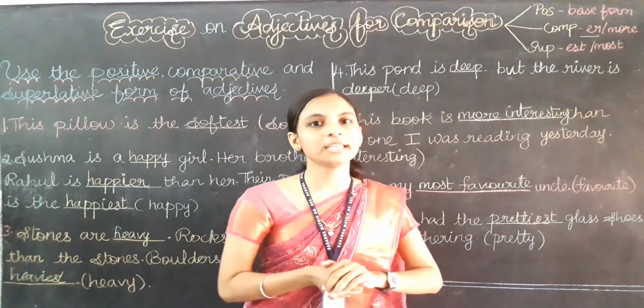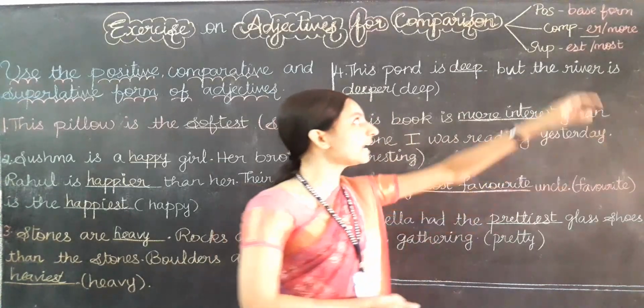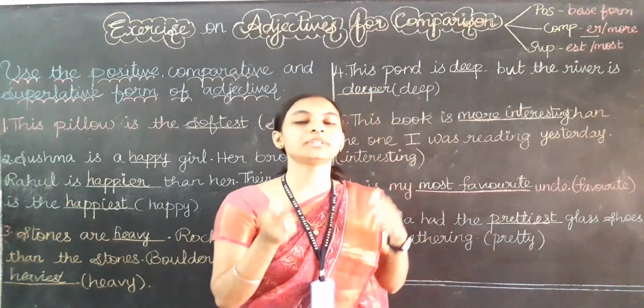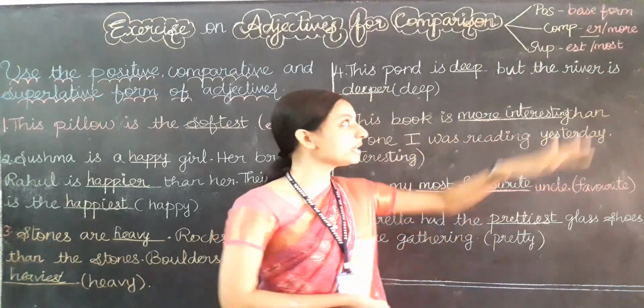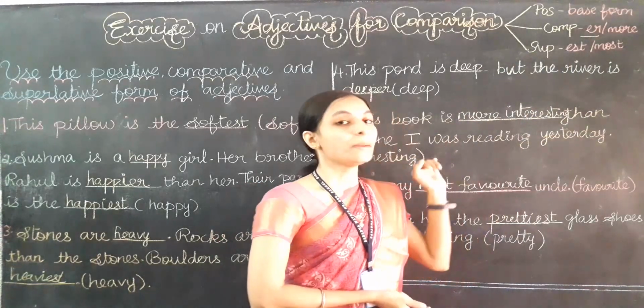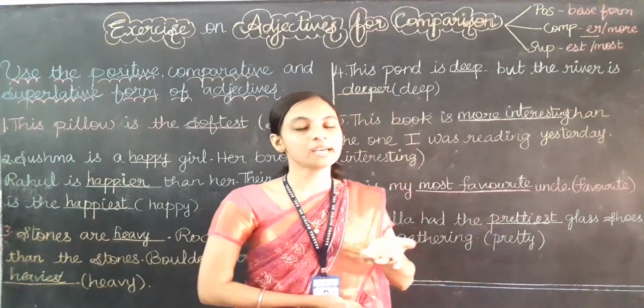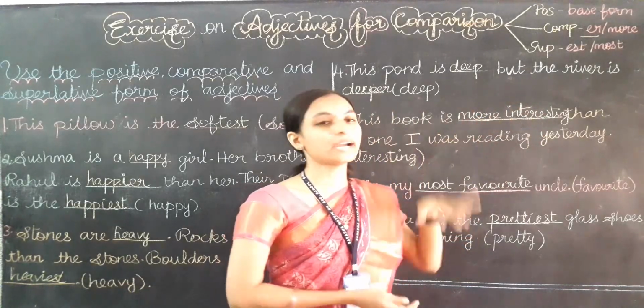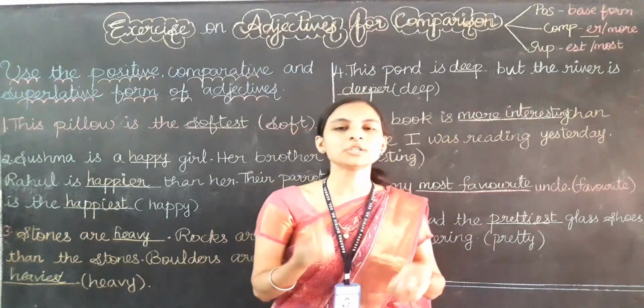In comparative degree, when the adjective is small, we add er. In superlative, if the adjective is small, we add est after the adjective. But if the adjective is big, we add more before the adjective for comparative degree and we add most before the adjective for the superlative degree.